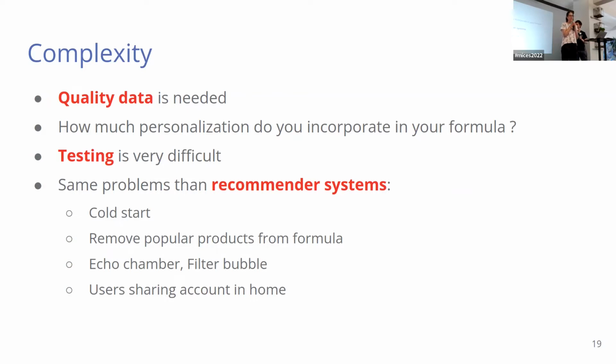You have the same problems as you have when you use recommender systems. Things like, when you do a cold start, you need data before that. You need to remove popular products. You also need to be careful of the bubble thing, so that you can't see any interesting results that may interest you. And to finish, when you use a user account, it can be shared through different people, and so personalization would just not work, for example.